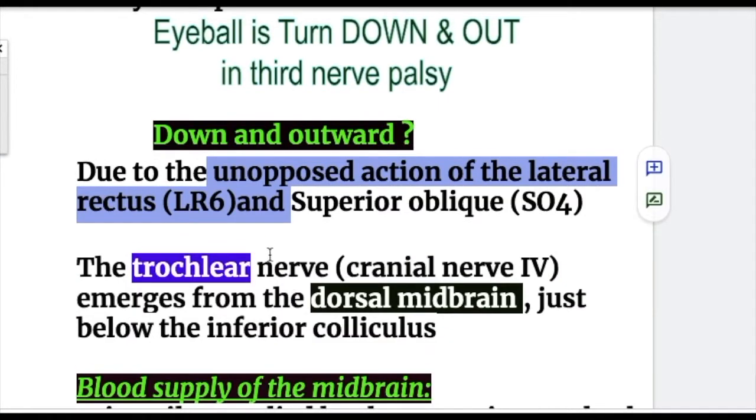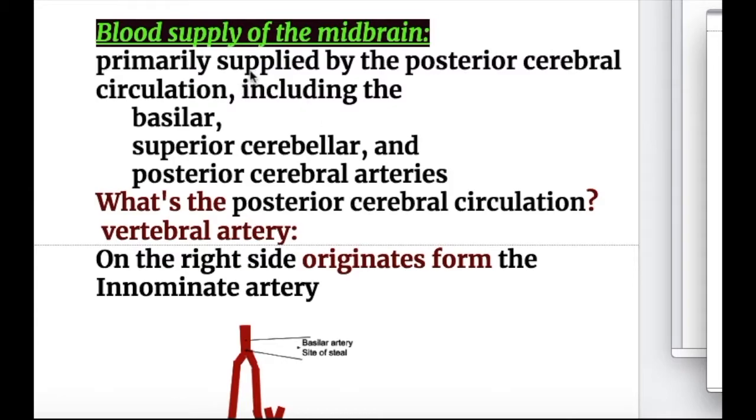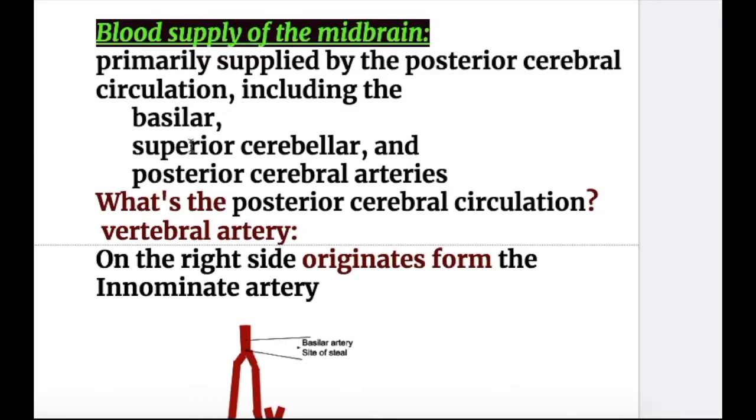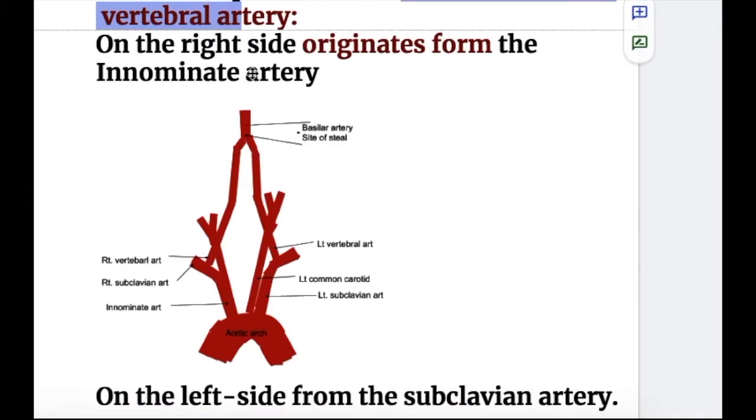Now the trochlear nerve arises from the dorsal midbrain just below the inferior colliculus. Trochlear nerve is the only one that arises from the dorsal side of the brain and is the smallest cranial nerve. Now blood supply of the midbrain. Midbrain is primarily supplied by the posterior cerebral circulation, including basilar, superior cerebellar, and posterior cerebral arteries. So what's posterior cerebral circulation? Posterior cerebral circulation arises from vertebral artery.